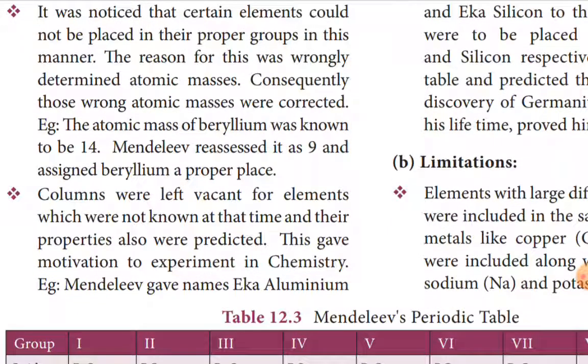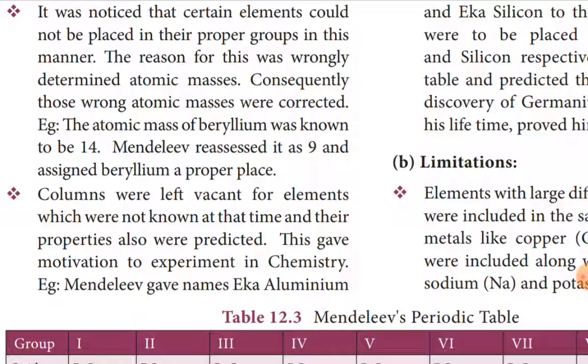Then columns were left vacant for elements which were not known at the time, and their properties also were predicted. So this gave motivation to experiment in chemistry. Mendeleev left vacant places for the inclusion of new elements. He assessed and gave place. Because of this classification, this method also motivated other chemists to discover the new elements which were going to be placed at the vacant places.